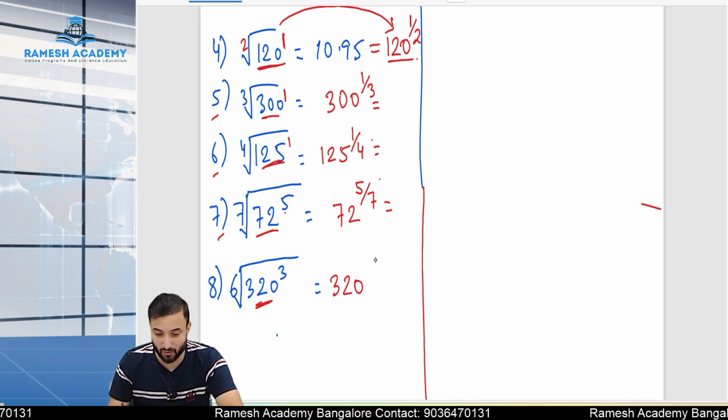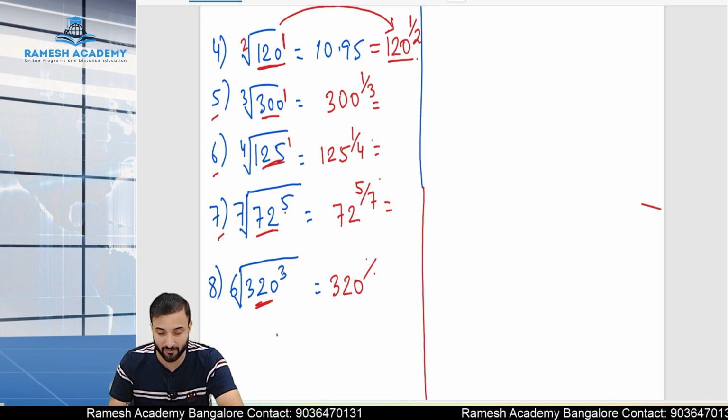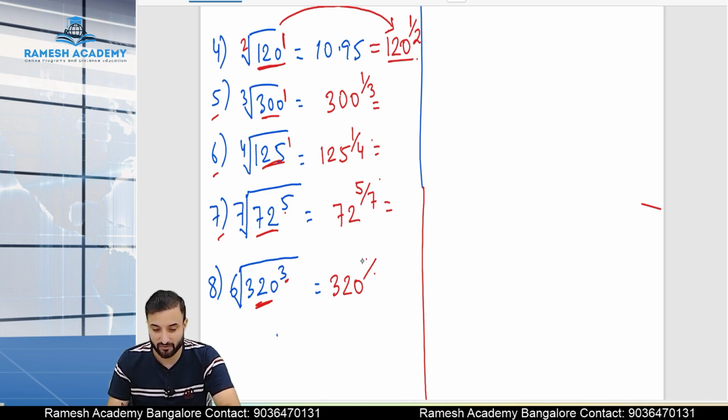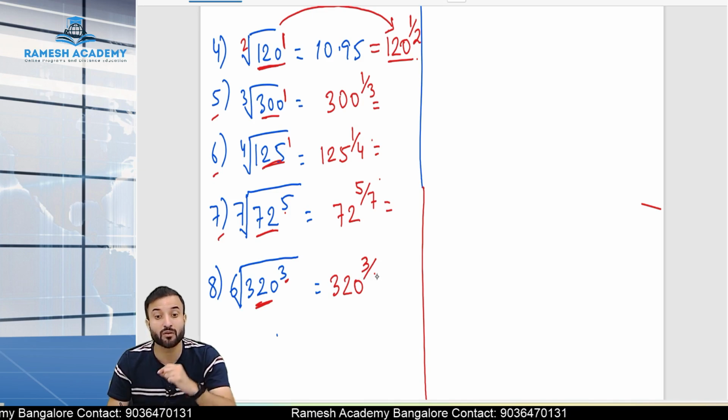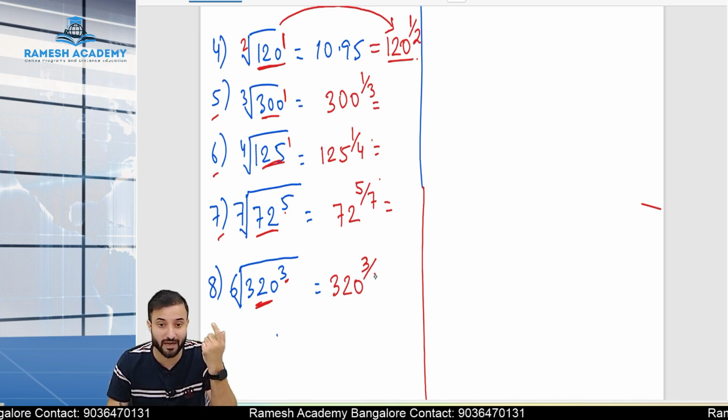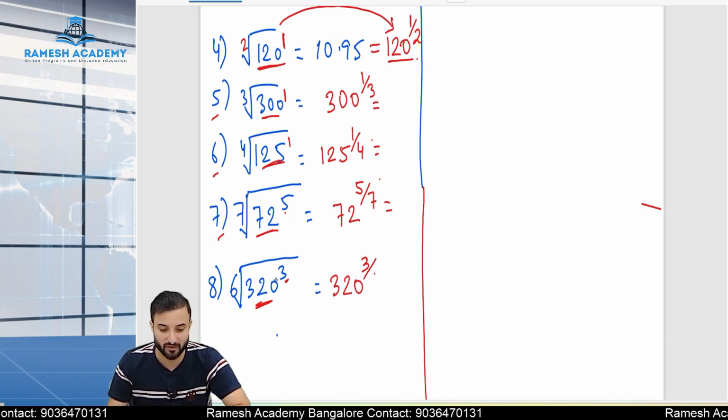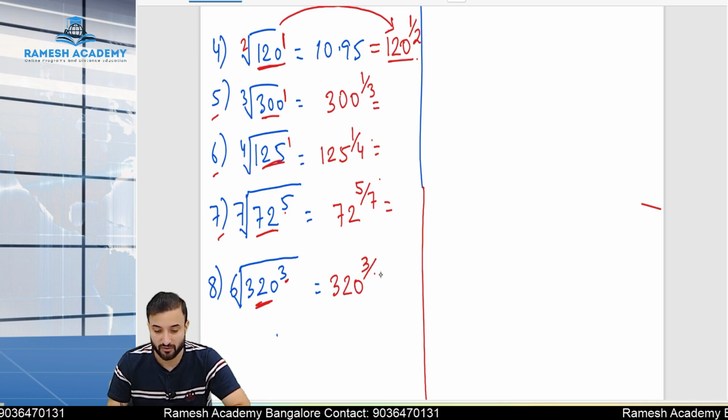Then what will we do? In the power we have to write the numerator and denominator. The numerator is the same number as the power. So the power is 3, so 3 will come in the numerator. The denominator is the root. It's a sixth root, so 6 will come in the denominator.